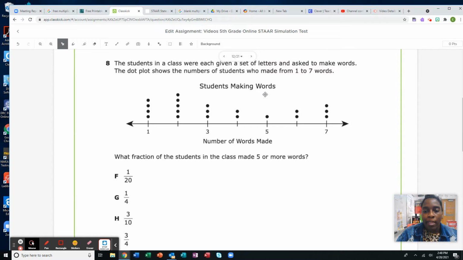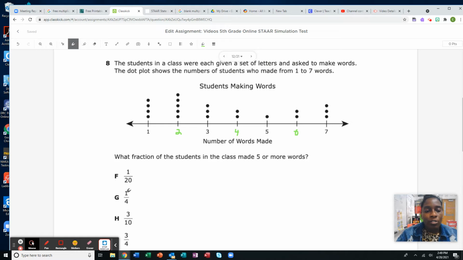Okay, so it says students making words. And then these numbers right here represent the number of words made. As you can see, some of them are missing. So we're going to go ahead and fill this in. So this is 1 word. This would be 2. This would be 3. This would be 4 words. This would be 5. This would be 6 words. And then we have 7.